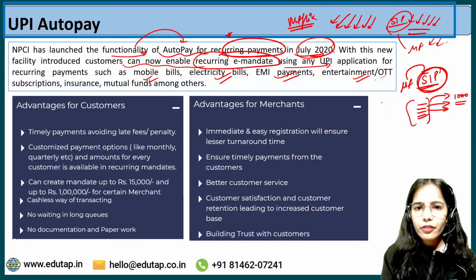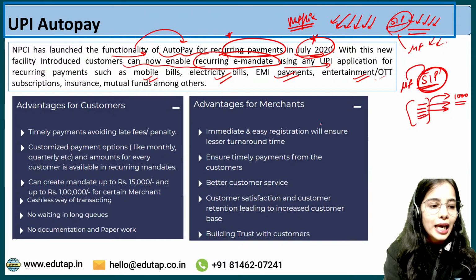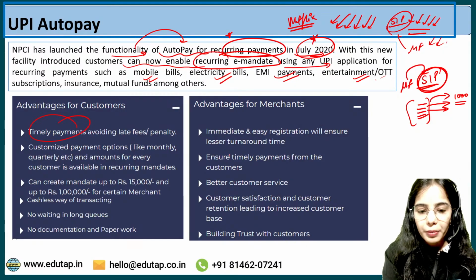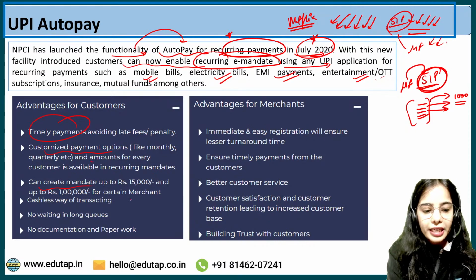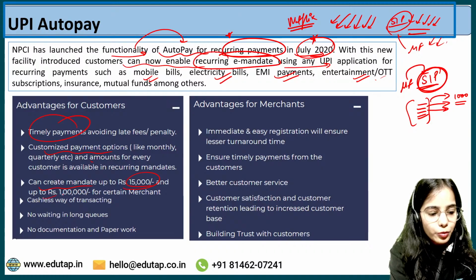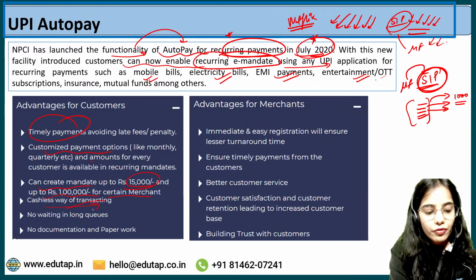So this is a great facility, and just remember that it was launched in July 2020. This ensures that timely payments are happening and customized payment options are provided: monthly, weekly, quarterly. It can create a mandate up to 15,000 and up to 1 lakh for certain merchant accounts, a cashless way of transacting.